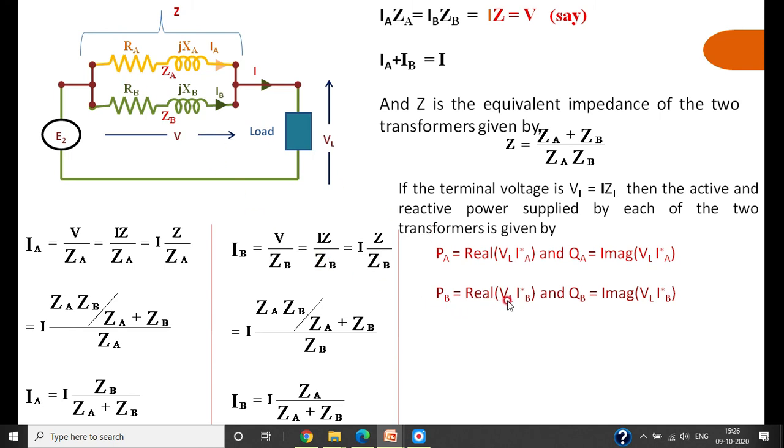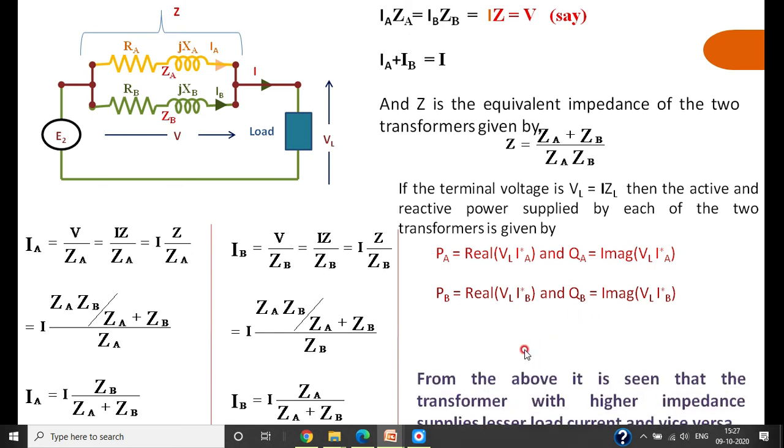Similarly, the real part of VL into IB gives the active power delivered by the transformer B. Similarly, the reactive power which is delivered by the transformer A is the imaginary part of VL into IA. Similarly, the KVAR delivered by the transformer B is the imaginary part of VL into IB.